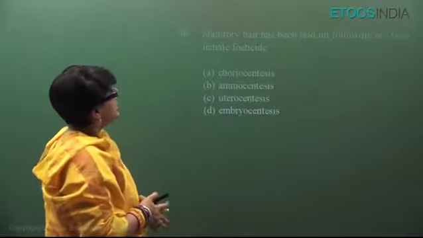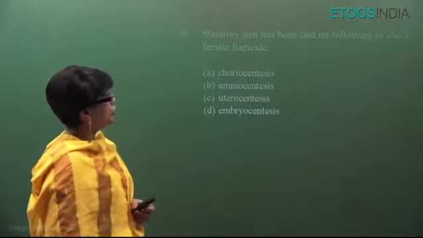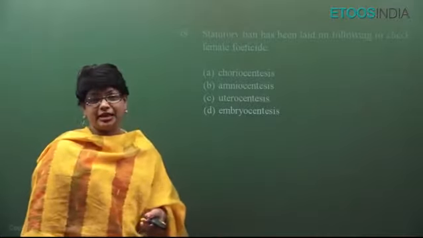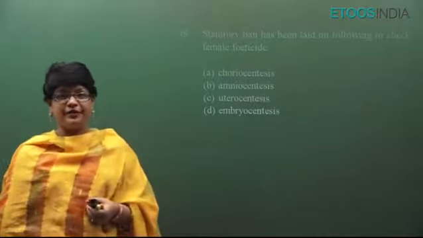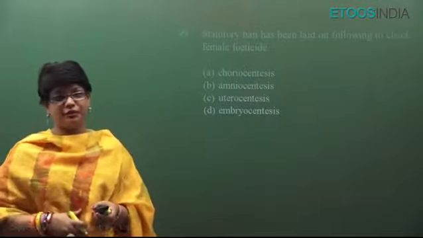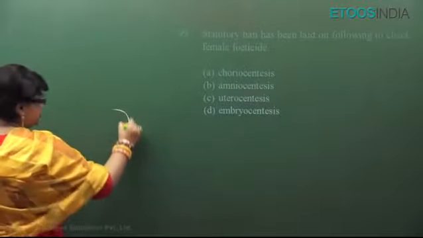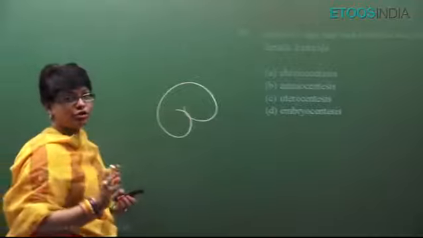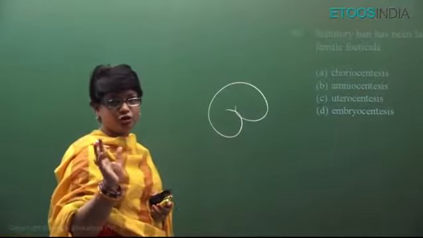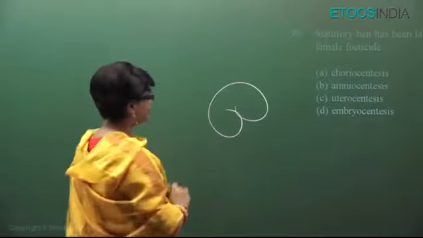Now, a statutory ban has been laid on the following to check female feticide. Feticide means killing of the female fetus inside the uterus, the womb of the mother. We know, students, these extra-embryonic membranes are also important. Please revise about amnion and chorion. I have discussed that in theory.